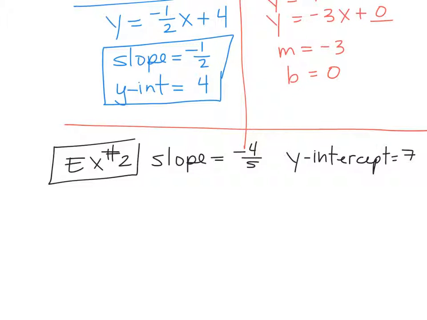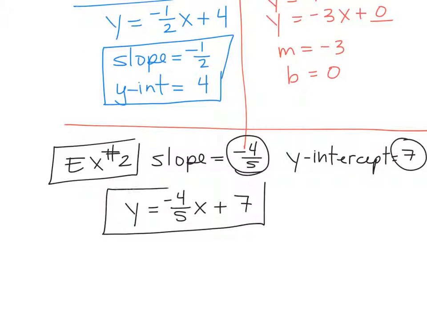Okay, so if you have a slope of negative 4/5 and a y-intercept of 7, and I say write the equation in slope-intercept form, what's that going to look like? y equals negative 4/5 x plus 7. Right. So the x always goes behind your slope, okay? So negative 4/5 x, and then my y-intercept is positive, so it's going to be plus 7.